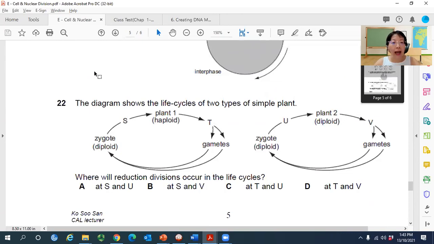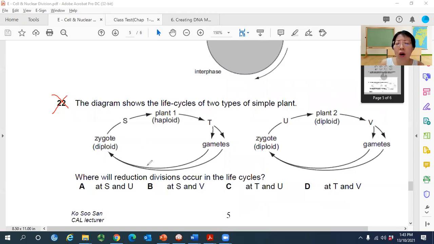The diagram shows the life cycle of 2 types of simple plant. Where will reduction division occur in the life cycle? Reduction division is not in the syllabus, so no need to do that. Finish, full stop.